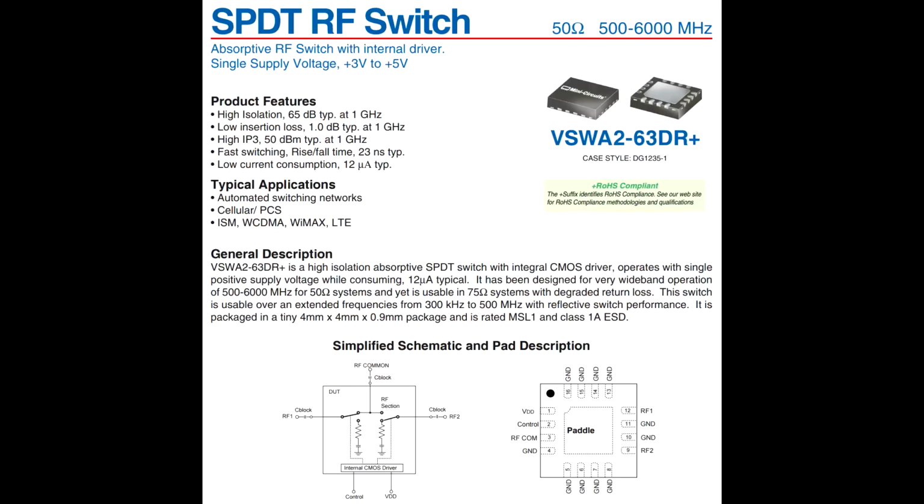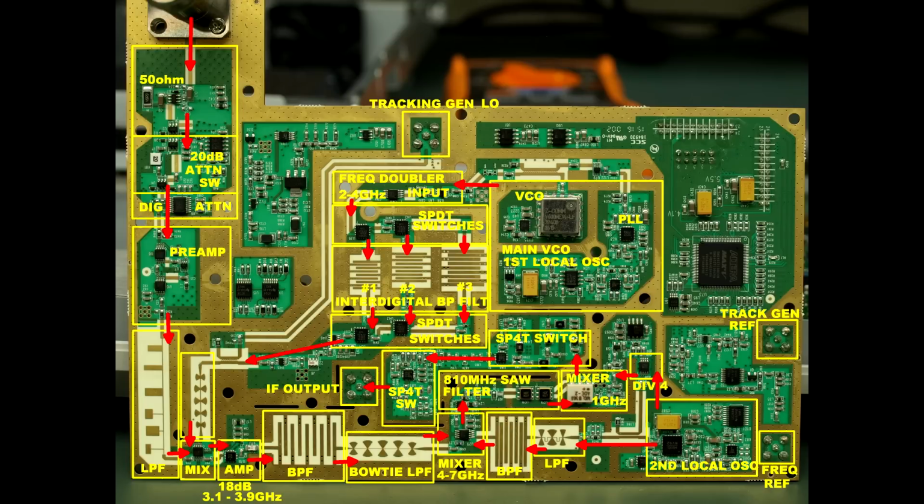And these switches are different to what we've seen before. These are VSWA2-63, blah, blah, blah. And these are high isolation absorptive single pole double throw switches with integrated CMOS drivers and all sorts of weird and wonderful stuff. And we don't care about the quiescent current, really. And 500 meg to 6 gig bandwidth. Pretty decent. And we're almost there.